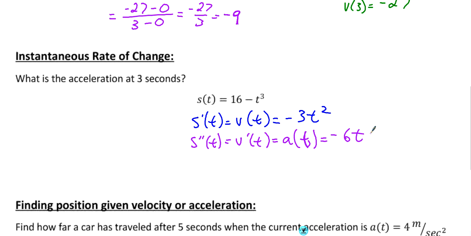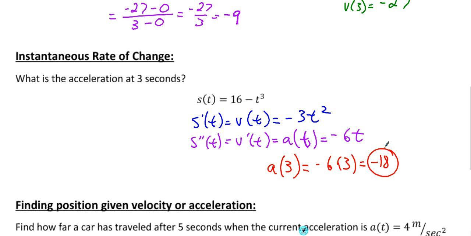And I want to know what is the acceleration at 3 seconds. So we plug in 3. So negative 6 times 3, which is negative 18. That is my acceleration at 3 seconds.